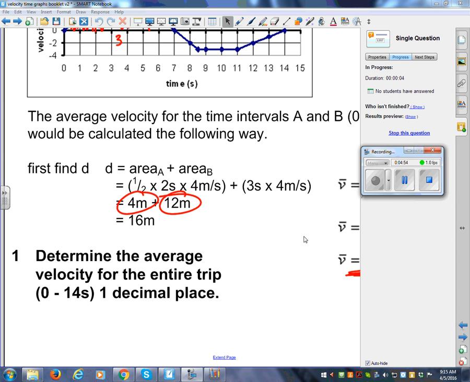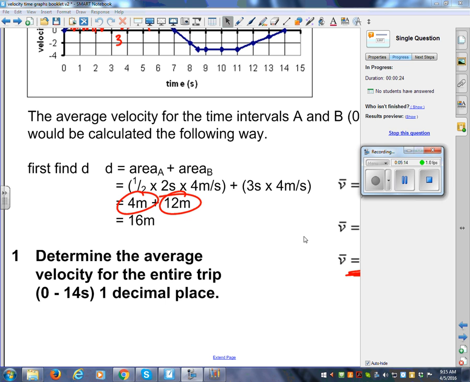Single question, you need to find the average velocity for the entire trip. So you need to find all of those displacements. You actually worked them out yesterday if you were here. If you weren't, then you can get them from the person beside you, or if you want to wait, if you want to do them on your own, that's a good idea, right?